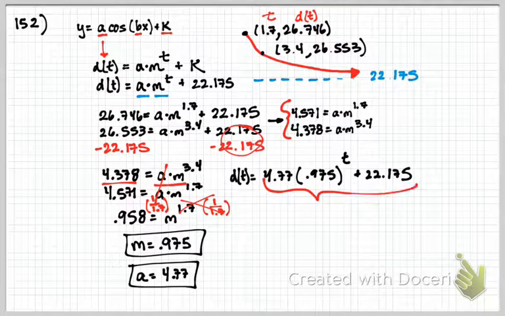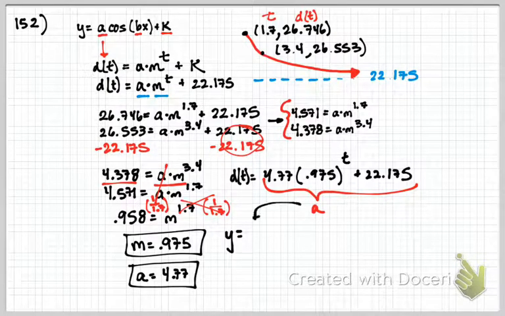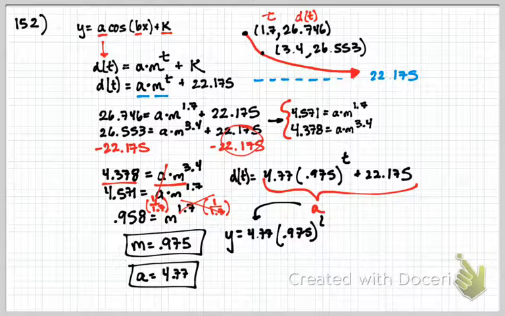Okay, I'm going to work through this with you. Guys, this entire equation, which you just found, is our A. So when you are writing this, it's going to look like this. Y equals, and all of your A, which will go right in here, 4.77, I'm going to have to write small to get it all on here, times 0.975 to the T. Now, you could write in the plus 22.175, but look at our original equation.